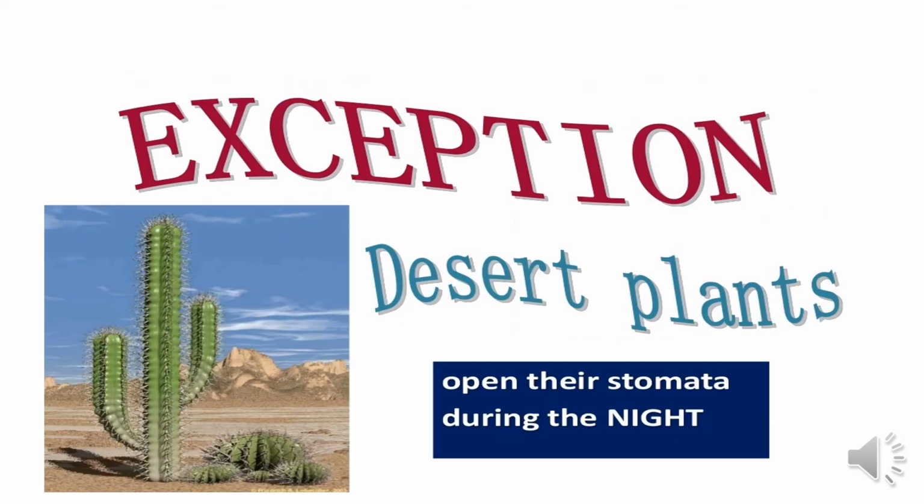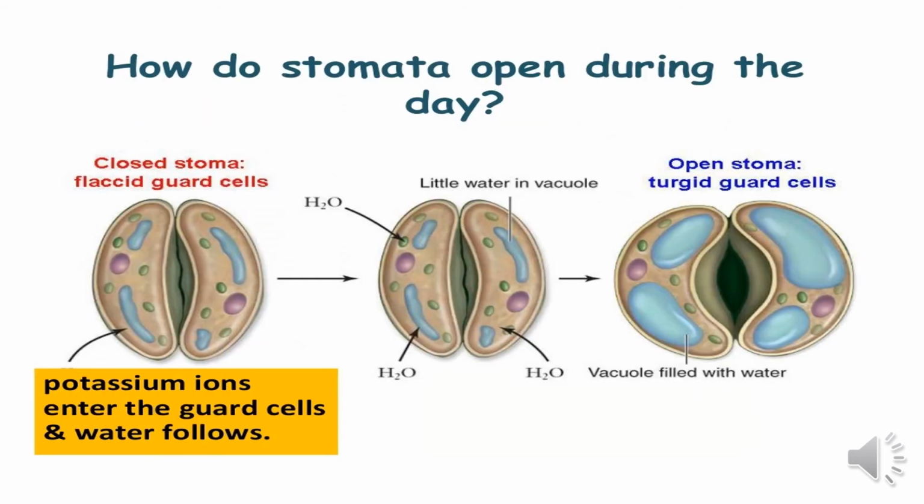In the case of desert plants, because there is a deficiency of water in the soil, the stomata in desert plants close during the day and open during the night. This is the behavior of desert plants to minimize the loss of water by the process of transpiration. So how do stomata open during the day?